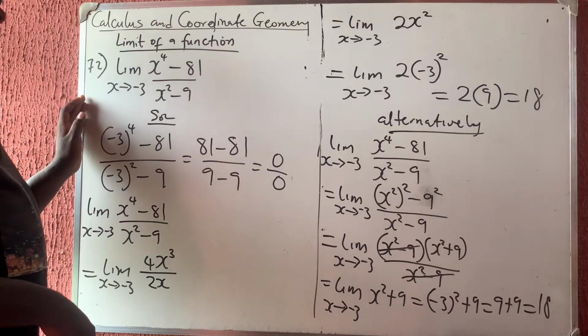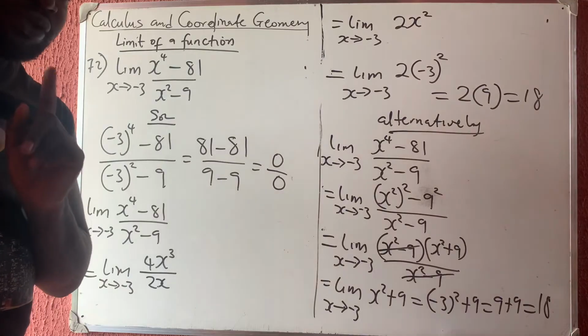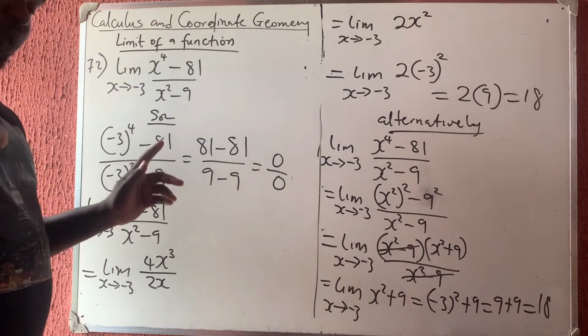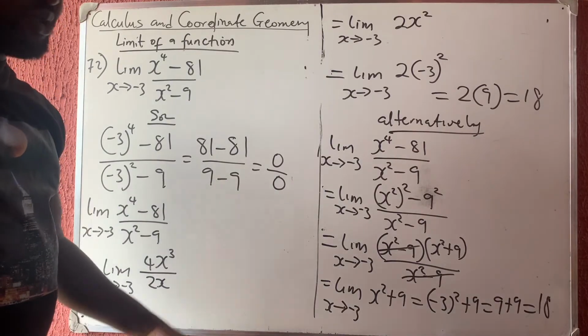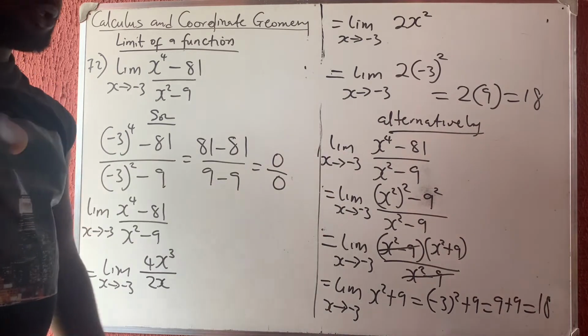So which of the methods do you prefer? Do you prefer the differentiation method? The method I used here is what we call L'Hospital's rule. L'Hospital's rule is this method of differentiation. That's what it is called. Okay, but the name is not really necessary for you. Just know how to solve it. Yeah, but if you want to know the name, no problem. So this one is just the factorization method.